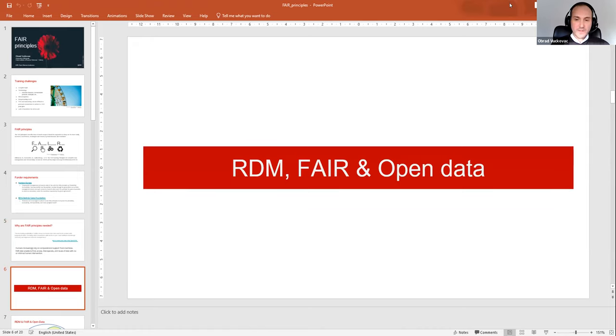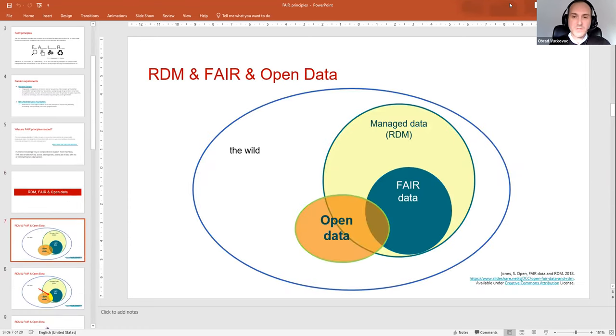How does FAIR relate to RDM and open data? How does it relate to these concepts? You can show this visualization with this graph. If we have overall research data that is unstructured, unmanaged, it's called the wild, and you have this RDM thing, you managed your data. That is one subset of this whole research data that you have. That is now managed, it is good. And FAIR data is on an even higher level than that. It is now ready to be machine actionable and better used.